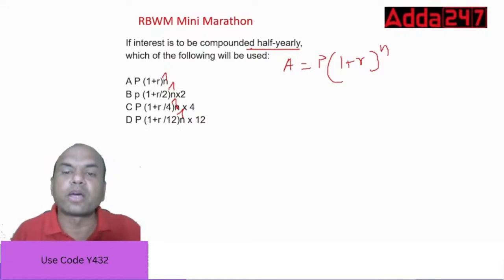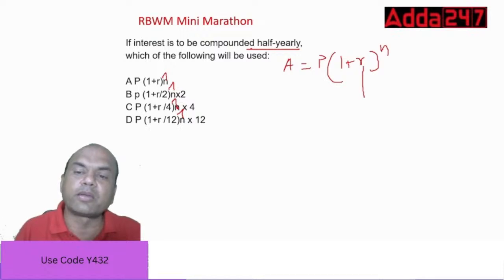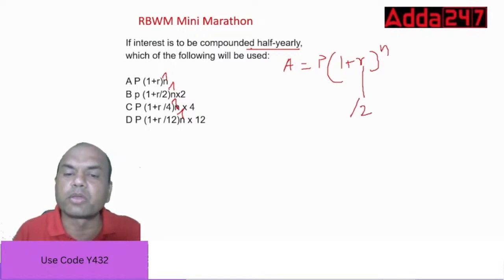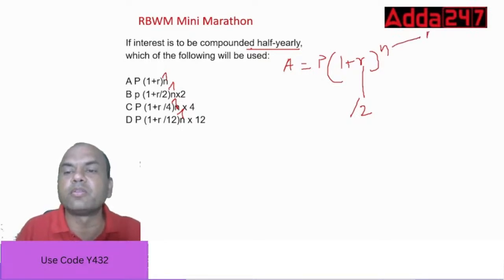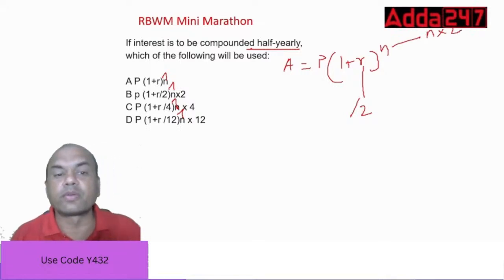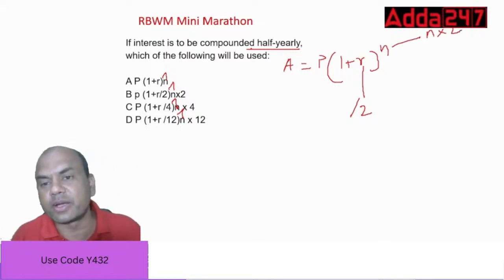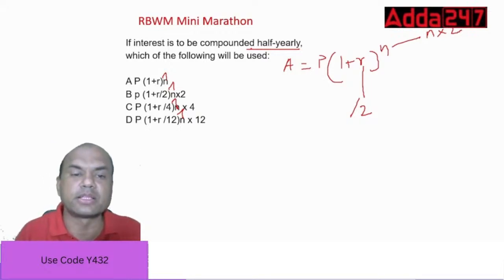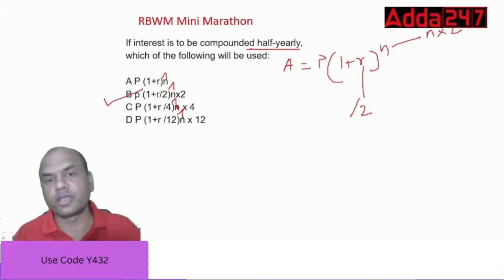So if I do it half yearly, then R will be divided by 2. And whatever number you divide R by, the same number you will multiply to n. So n will be n into 2. So what will be the answer? R is divided by 2 and n is multiplied by 2. So the answer is this B.